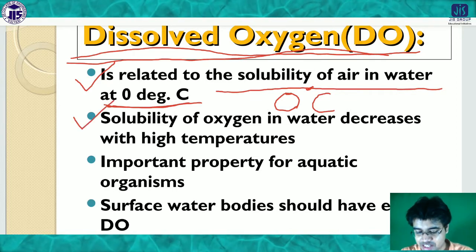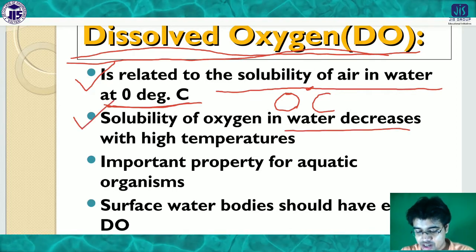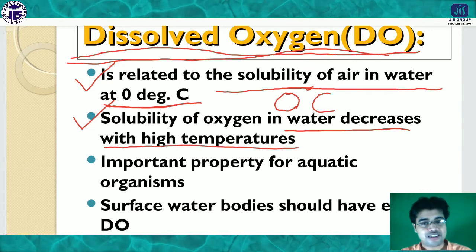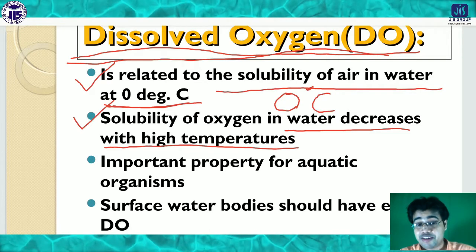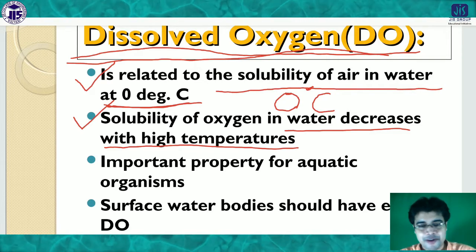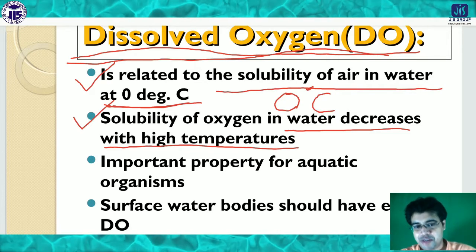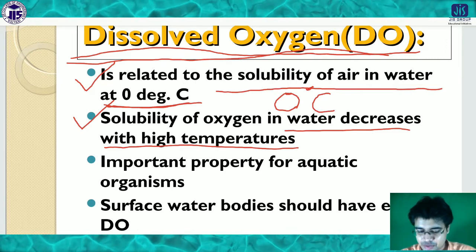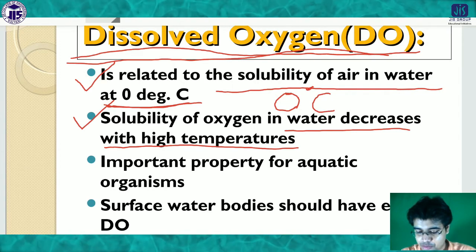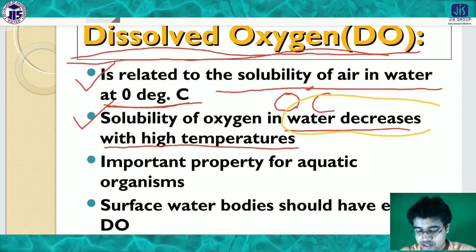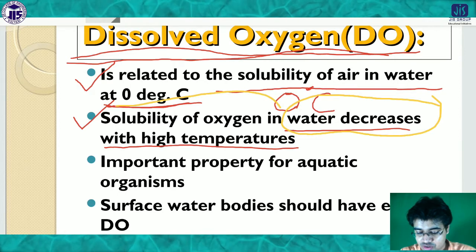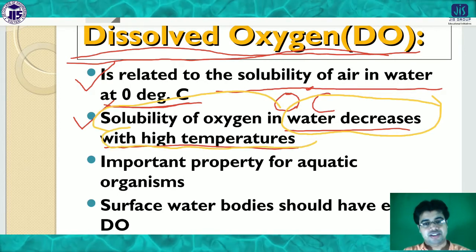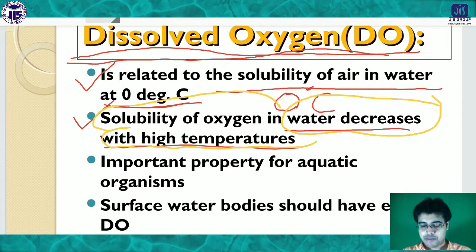Solubility of oxygen in water decreases with high temperature. That's why it is taken at 0 degrees C. Why? Because if you increase the temperature, the amount of oxygen dissolved in the water gradually decreases. So that's why it is written here. This is very important. You have to keep in mind that the solubility of oxygen in water decreases with high temperature.